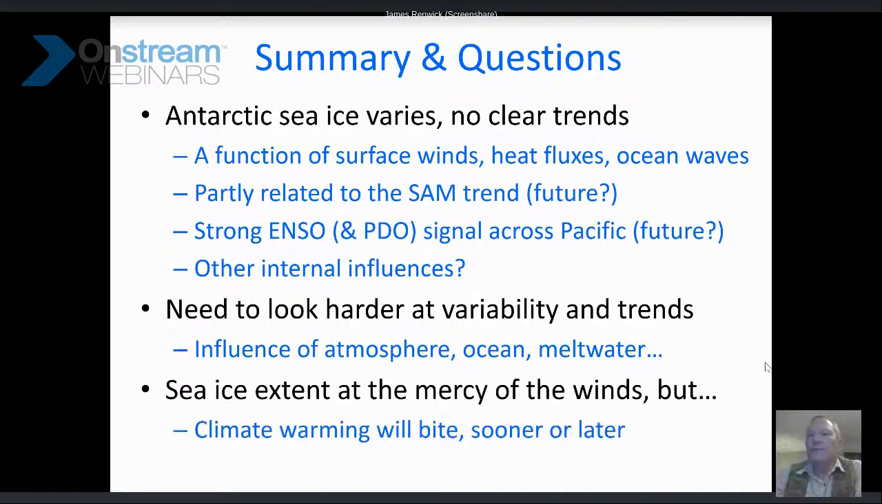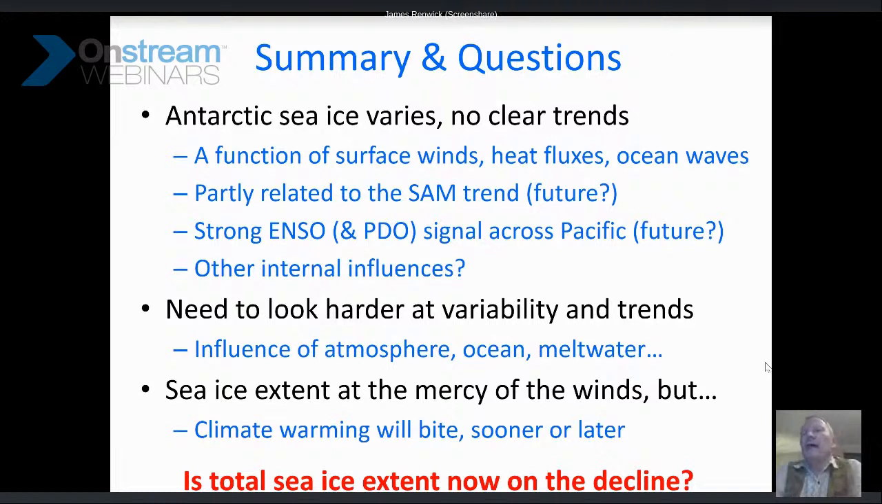So I'd say sea ice extent is at the mercy of the winds, but the warming climate is going to have an effect sooner or later. The ice can't keep growing, and it probably can't even maintain itself at its present extent as things warm up. So I really wonder whether total sea ice extent is now on the decline. Have we seen the peak and now it's just going to go down? Or could we get another 2014 happening in the next few years? I think that's possible, but it's becoming less likely as time goes on.